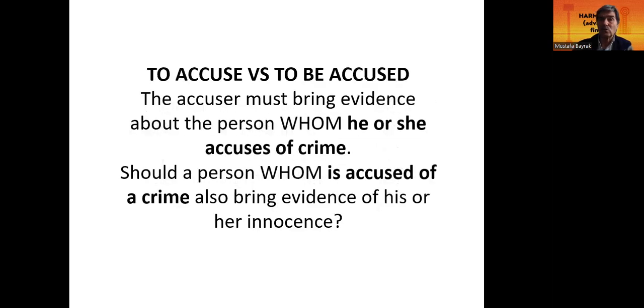To accuse versus to be accused. Okay. To accuse, active. To be accused, passive. The accuser must bring evidence about the person whom he or she accuses of crime. Should a person who is accused of a crime also bring evidence of his or her innocence? No, the law doesn't say like this. The law, the universal law, says that the accuser has to bring evidence about the person whom he or she accuses of crime.